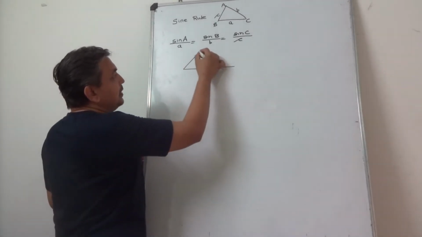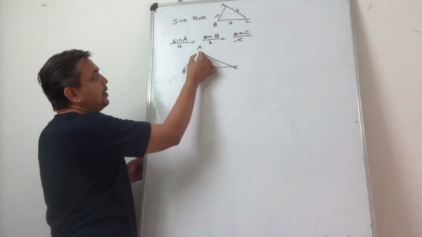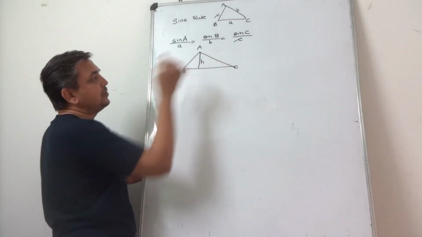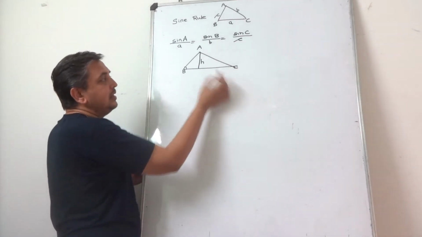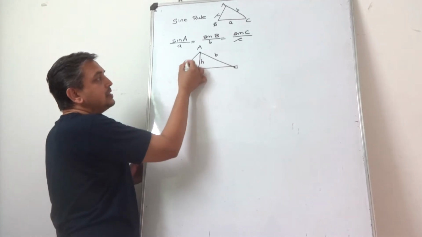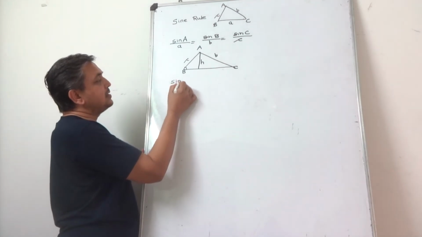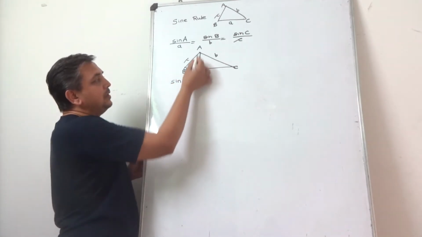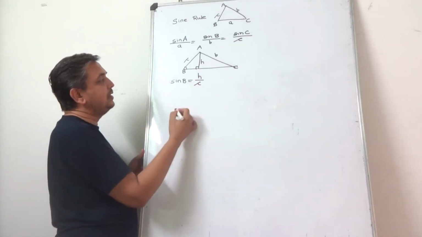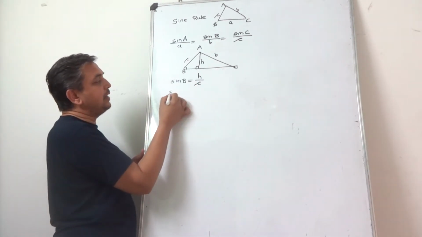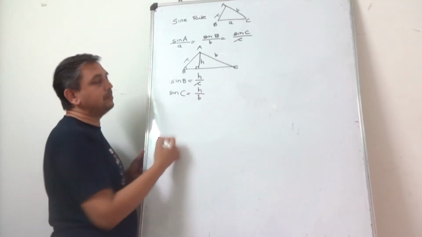Now let us consider a triangle ABC, and suppose we draw a perpendicular here. Suppose this is H. This angle we call angle B, this angle we call angle C. This length is b, this length is c, as per the notations. Now see students, from here we can write sin B is equal to opposite side upon hypotenuse, that is h upon c, and in this triangle we find sin C is equal to opposite side upon hypotenuse, that is h upon b.